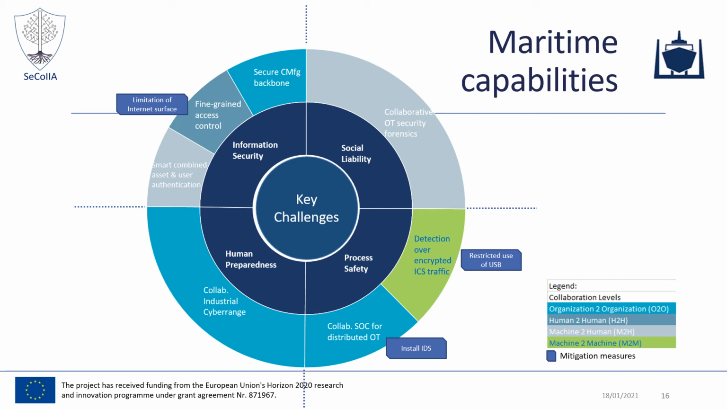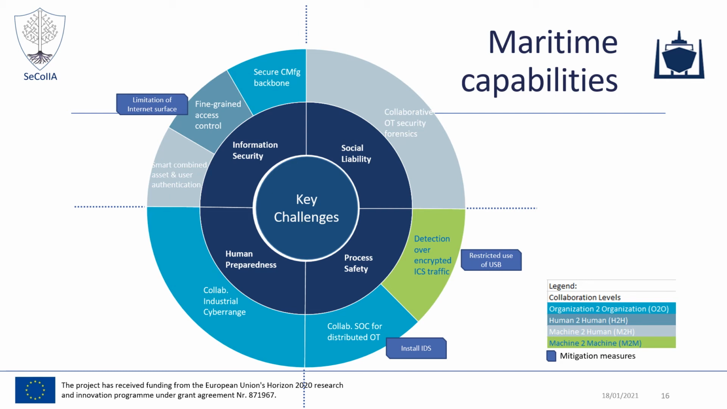So for this misuse case, we define the following controls within the capabilities. For the fine-grained access control, we thought about limitation of internet surface. Of course, that means configuration. That means knowing what interfaces are over there and what should be enabled when.